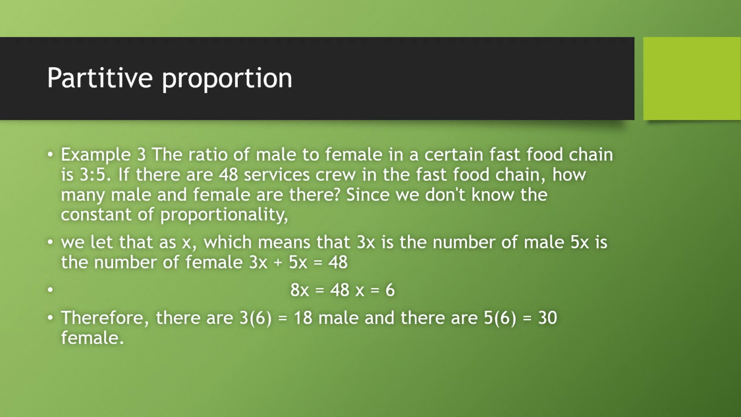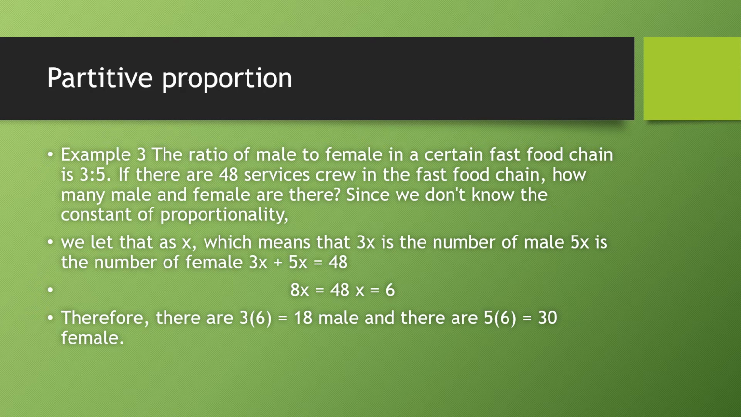If there are 48 services crew in the fast food chain, how many male and female are there? So, ang gusto nilang malaman, from the ratio of 3:5 at meron tayong total ng 48 services crew, ilan daw ang bilang ng babae at saka ng lalaki. So, may dalawang method akong ituturo sa inyo.